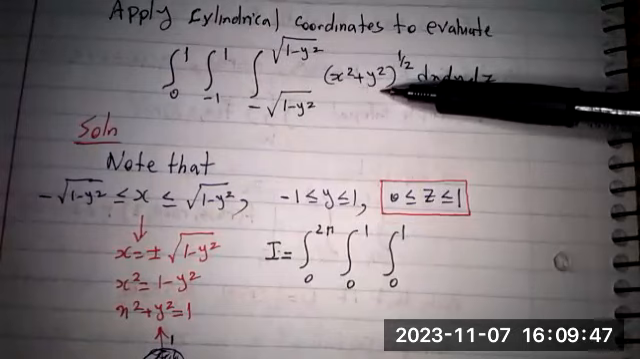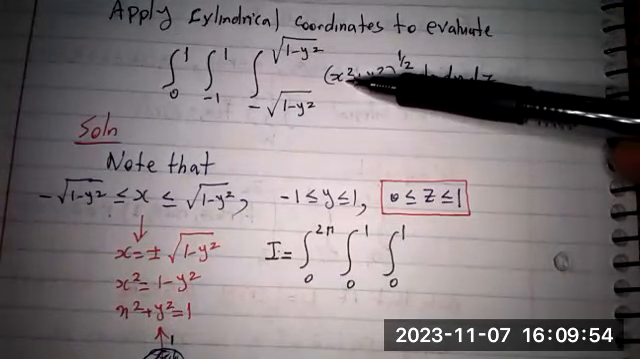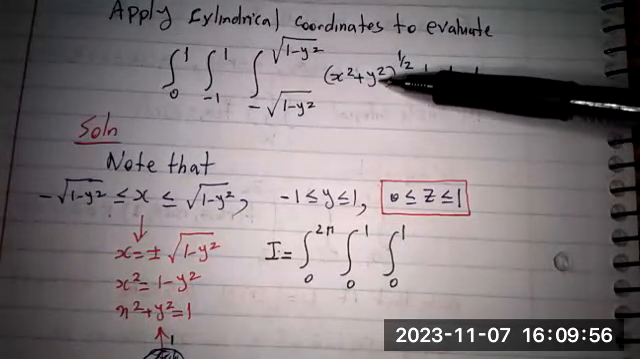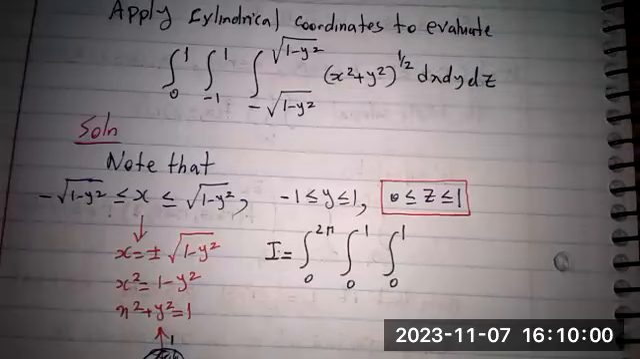The function is x squared plus y squared, and we already talked about it. x squared plus y squared is r squared, because x is r cosine theta and y is r sine theta. You usually have to substitute to get it.